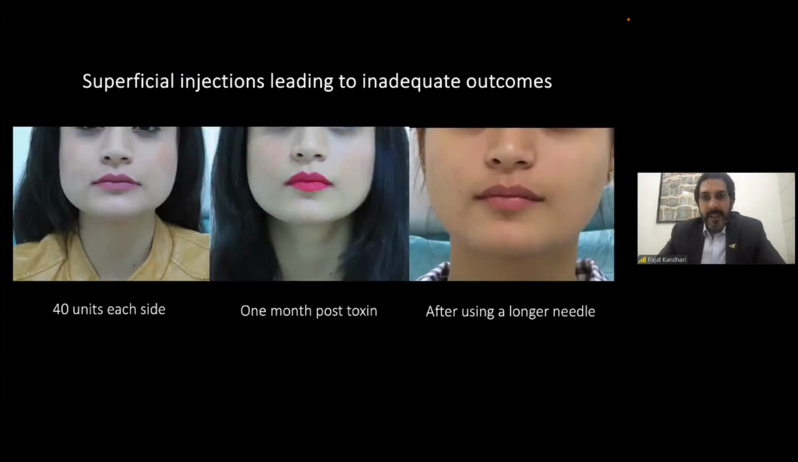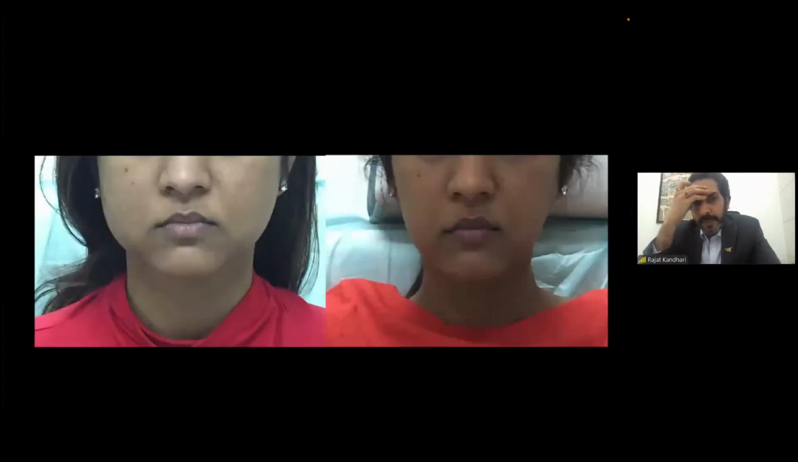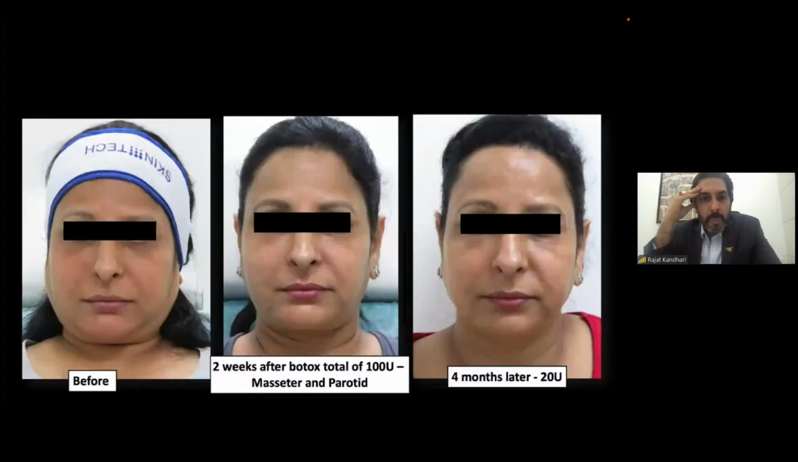Another important tip for the masseter is using long needles, not the standard insulin 31 gauge needle, because it has 3 heads. So you don't want to miss the deep head, because if you do, you will give no effect to your patient, as you can see in this photograph. This was one of my first patients of masseter injection. But if you do use a longer needle for a bulky masseter, you can give beautiful outcomes as well.